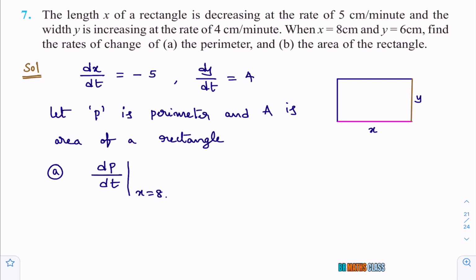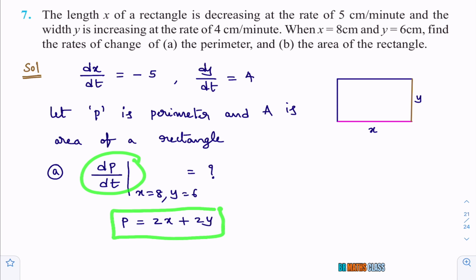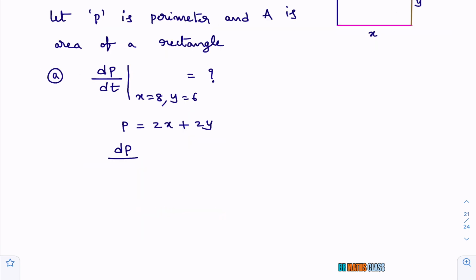When x equal to 8, y equal to 6. You observe this diagram, perimeter of rectangle, this is x, this is also x. x plus x is 2x, plus y plus y. y plus y is 2y. So perimeter P equal to 2x plus 2y. Perimeter of a rectangle is 2x plus 2y. Now to calculate dP by dt, you differentiate this with respect to t on both sides.